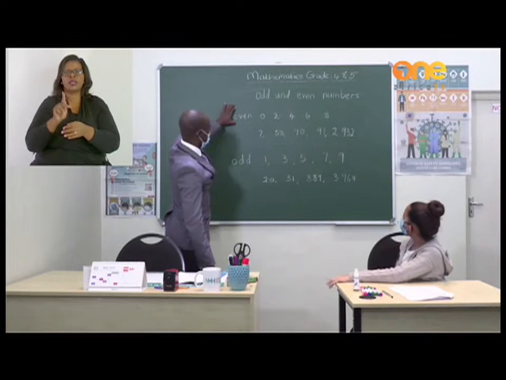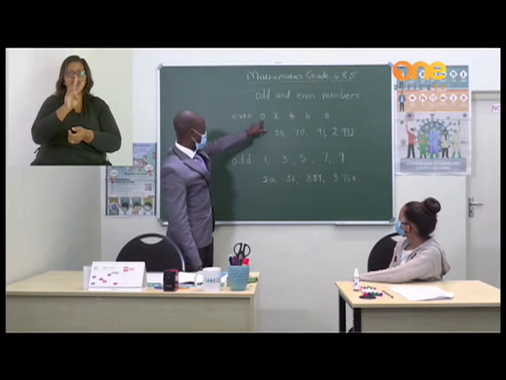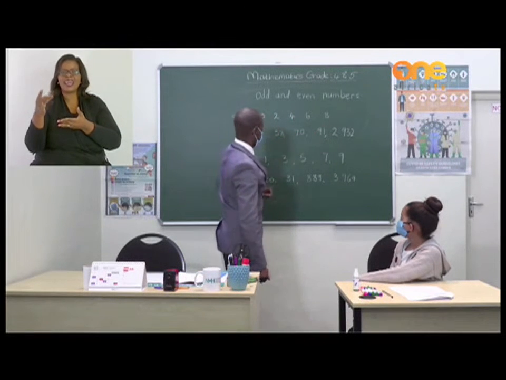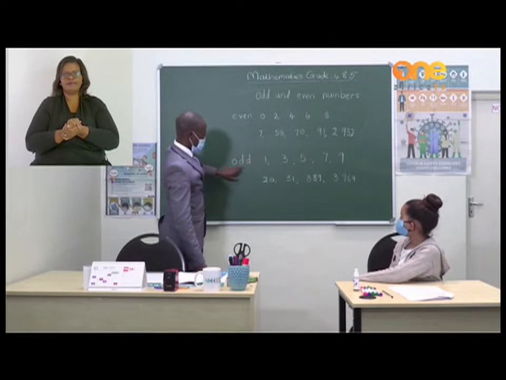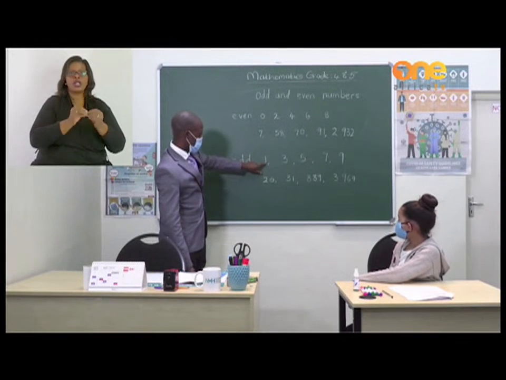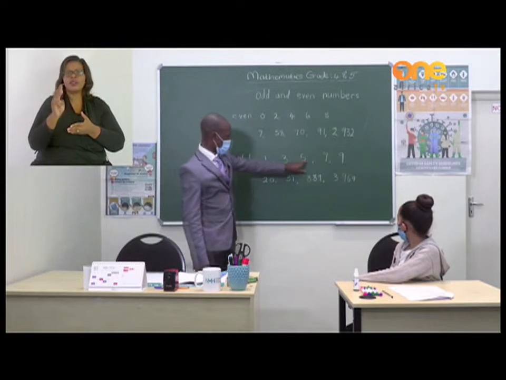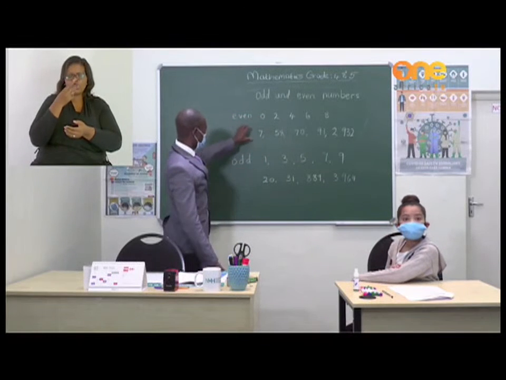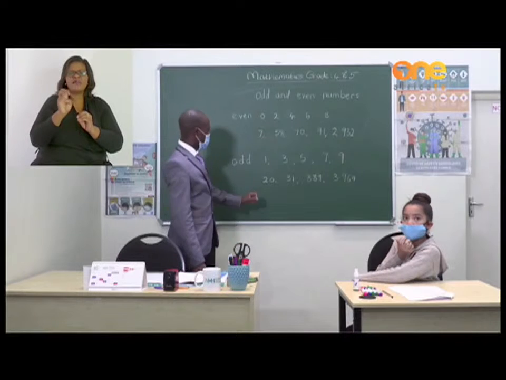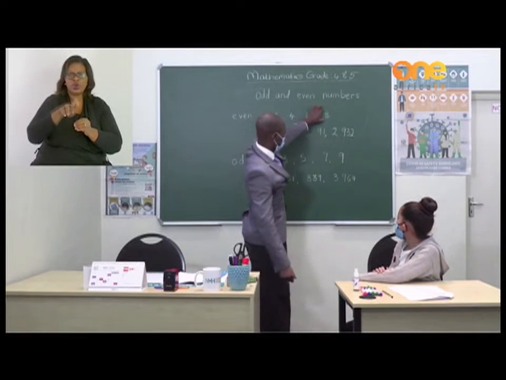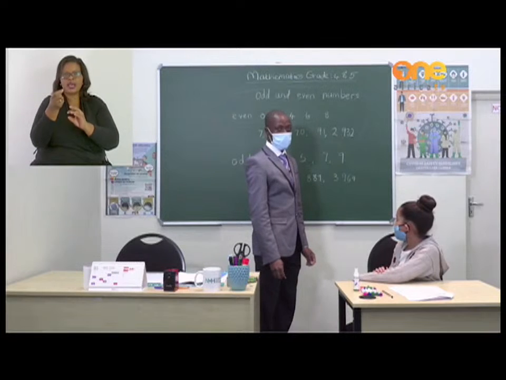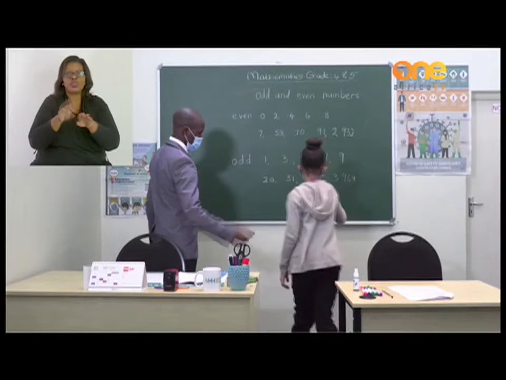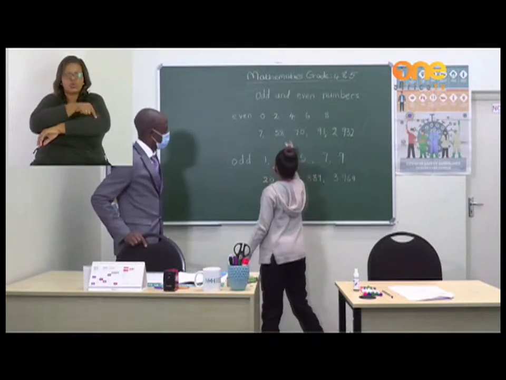We all know even numbers are supposed to end with 0, 2, 4, 6, 8. And odd numbers, their units are supposed to have 1, 3, 5, 7, and 9. So whenever you are identifying your even numbers, you just look at the unit. If the unit is having one of these numbers, it means that number is an even number. Chanel, can you come and help us to identify even numbers? Just underline them.